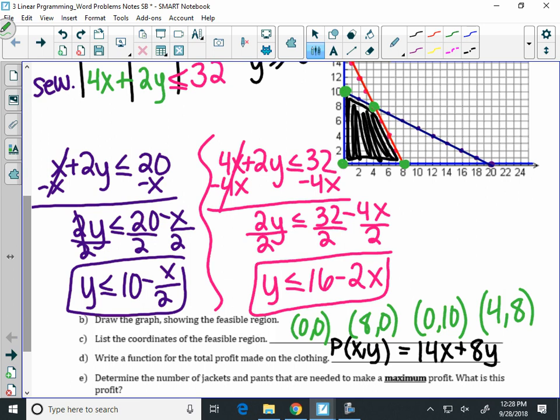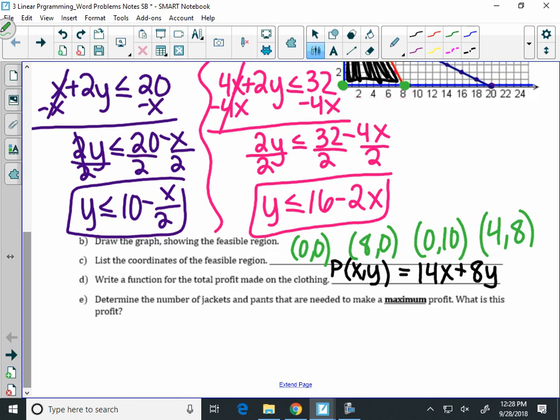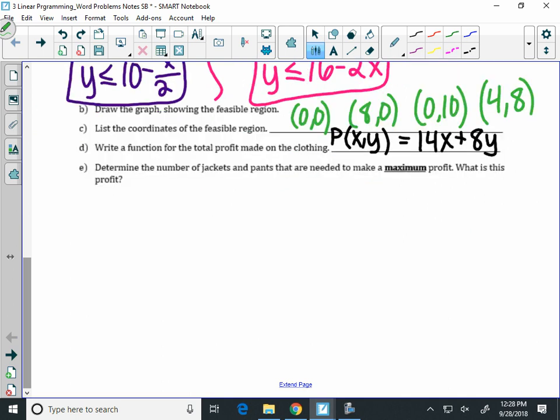They look like points, but in an application here, those are combinations of pants and jackets. Number of pants and a number of jackets that you can make to earn a profit. So we need to figure out which combination here of pants and jackets make us the most money. So you're going to use your profit function. Do P of, we'll start with the first point, 0, 0. You're going to test every single point here.